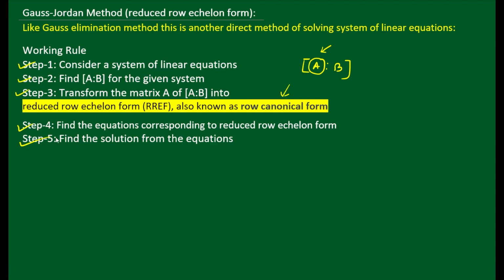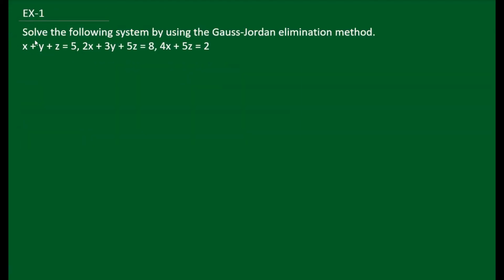Maybe you have not understood all the steps of the working rule yet. When we do one sum, it will be very clear to all of you, so I suggest you kindly do it along with me. Now solve the following system of equations by the Gauss Jordan elimination method.